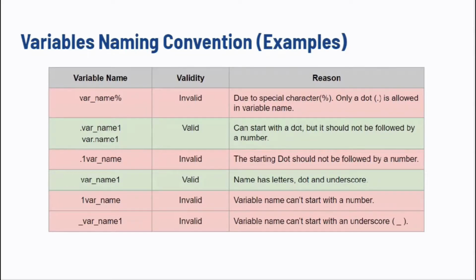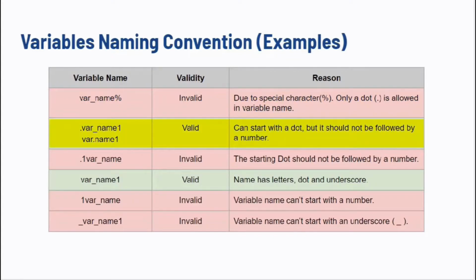Let's quickly have a look at the naming conventions for the variables in R programming. A valid variable name consists of letters, numbers, and the dot or underline characters. The variable name starts with a letter or the dot not followed by a number. For the first case, we have a variable name that contains a special character, which is not allowed in naming a variable in R. So a variable name can only have a dot or an underscore.